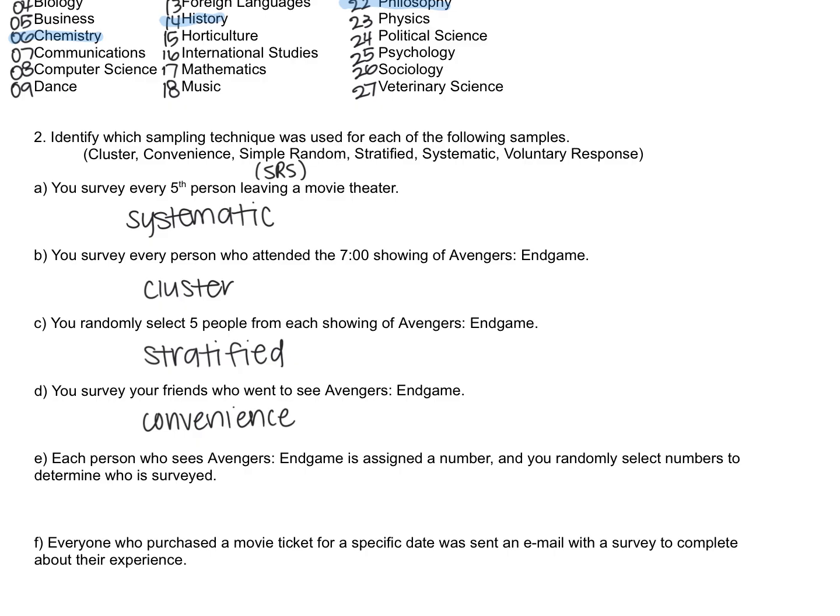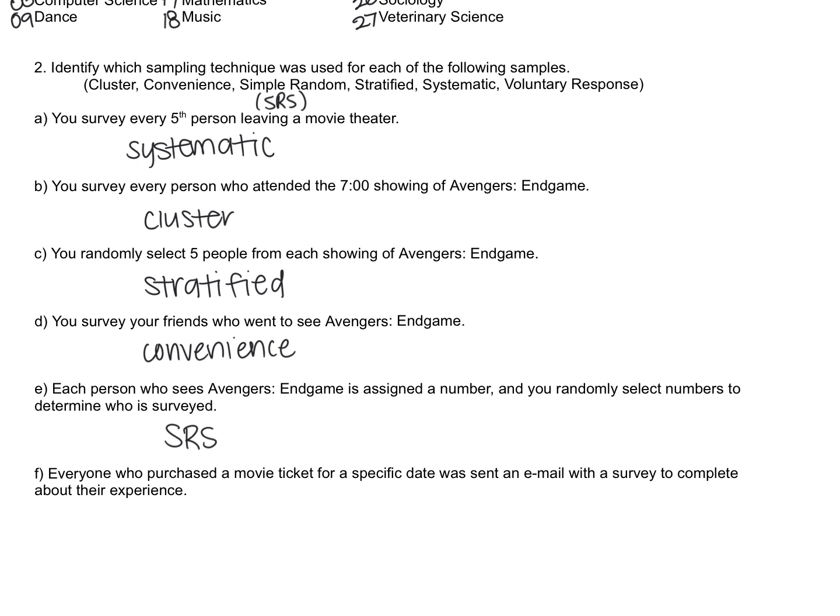The next one says each person who sees Avengers Endgame is assigned a number, and you randomly select numbers to determine who is surveyed. So because every person has an equal chance of being selected, this is the SRS, the simple random sampling. And the last one says everyone who purchased a movie ticket for a specific date was sent an email with a survey to complete about their experience. So this is voluntary response.